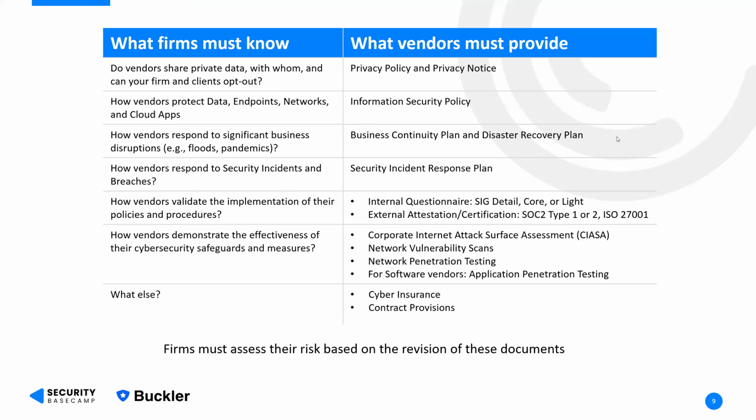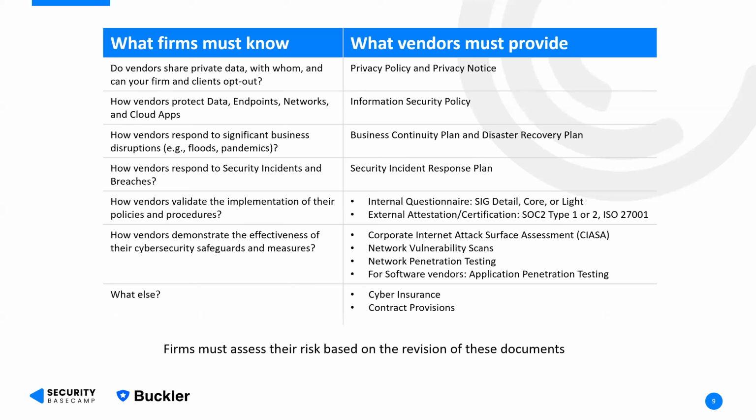Next one is typical: information security policy, and then business continuity plan, security incident response plan. And now we go to how a vendor can demonstrate that it follows the implementation of their policies and procedures. And there's two sides of it.